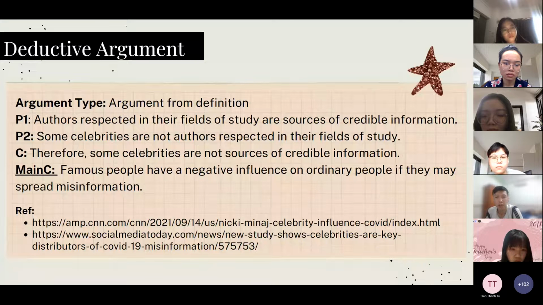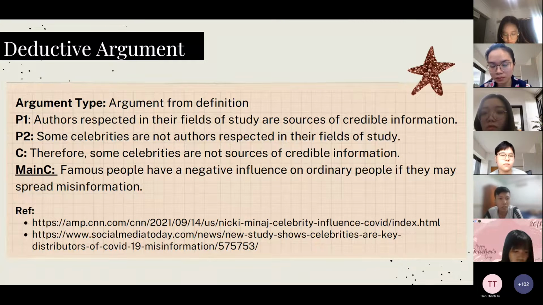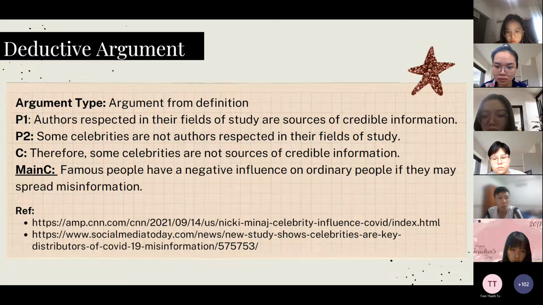The next part is about misinformation, and we have the argument from definition. The first premise is that authorities are respected in their fields of study and are sources of valuable information. The second premise is that some celebrities are not authorities respected in their fields of study. The conclusion is therefore that some celebrities are not sources of valuable information. We conclude that famous people can have a negative influence on ordinary people if they spread misinformation.